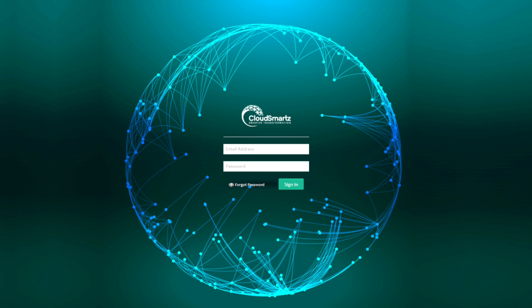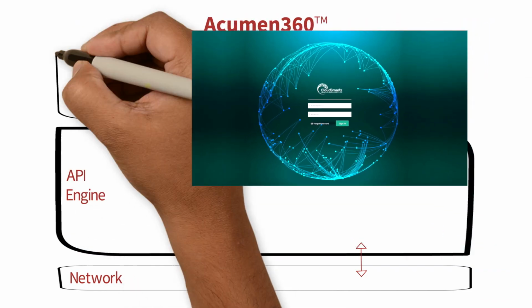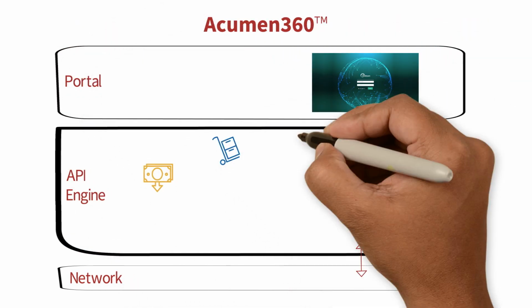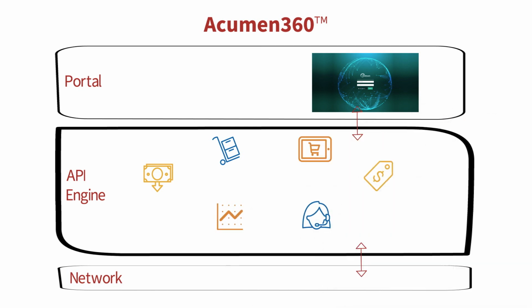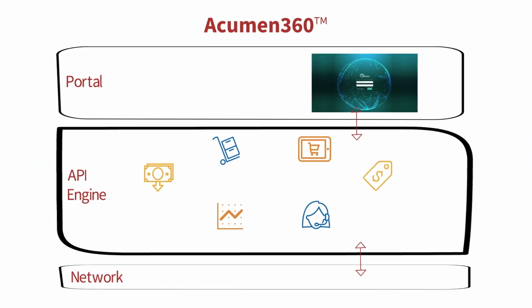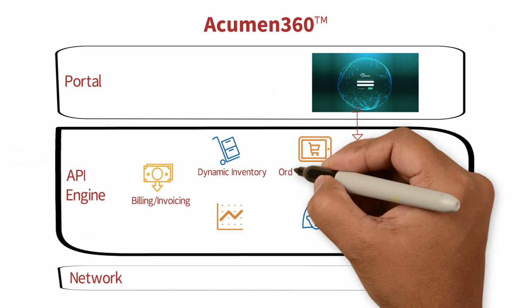It turns out there's a logical next step towards digital transformation. It's called Acumen 360. It's a completely customized solution that brings all of your services together into one customer portal. Most importantly, it sets the foundation for you to become a digital service provider. So, what does it do? It aggregates all your services into one place.